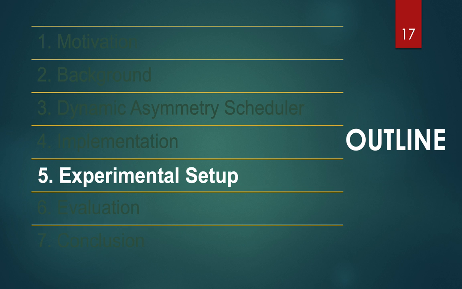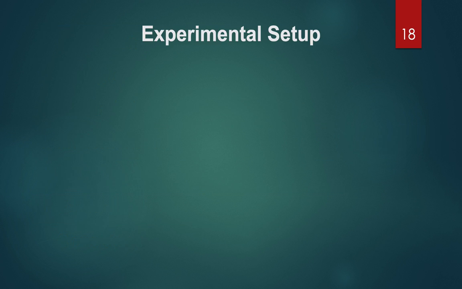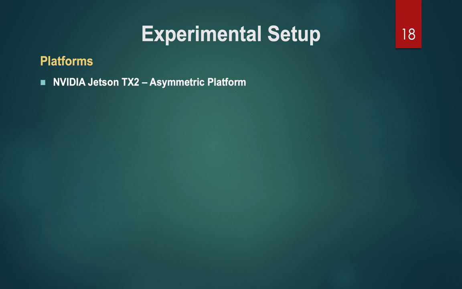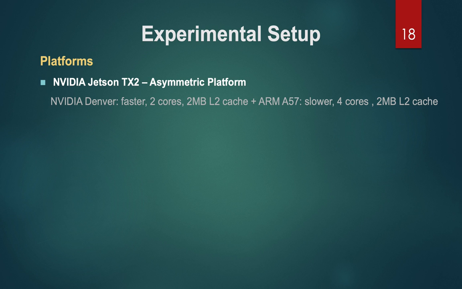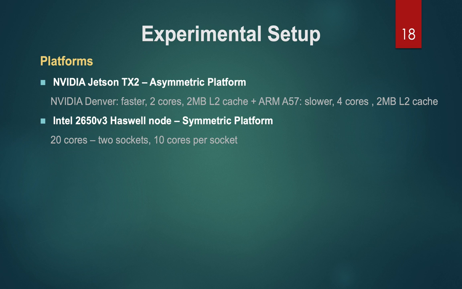The fifth section is experimental setup. We use two platforms for our experiments. First one is NVIDIA Jetson TX2, which is an asymmetric platform. It has two clusters, Denver and A57. Denver is generally more powerful and faster than A57. The other platform is a symmetric platform, we call it Intel Haswell node. It has 20 cores in total and 2 sockets.